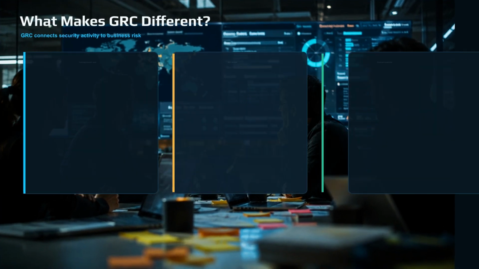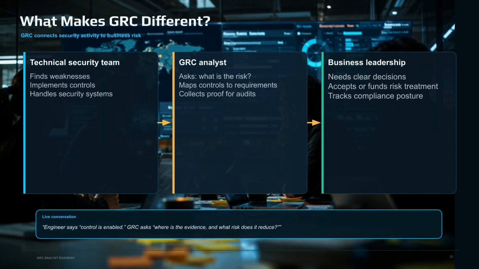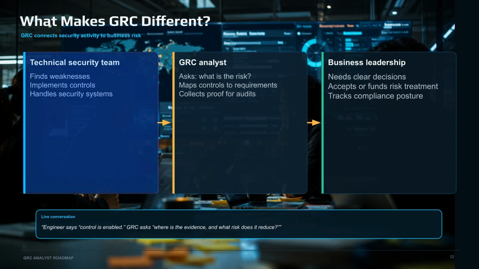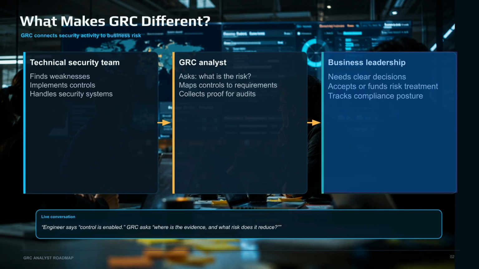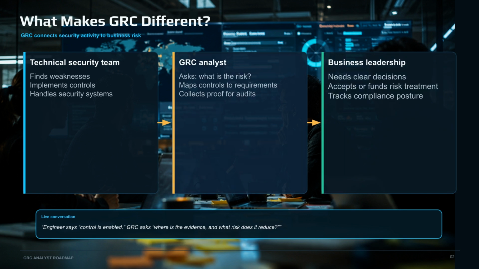So, what makes GRC different from other cybersecurity roles? Technical security teams usually configure systems, investigate vulnerabilities, monitor threats, and implement security controls. Business leaders, however, need to understand how those technical issues may affect the organization. A GRC analyst helps connect these two groups.